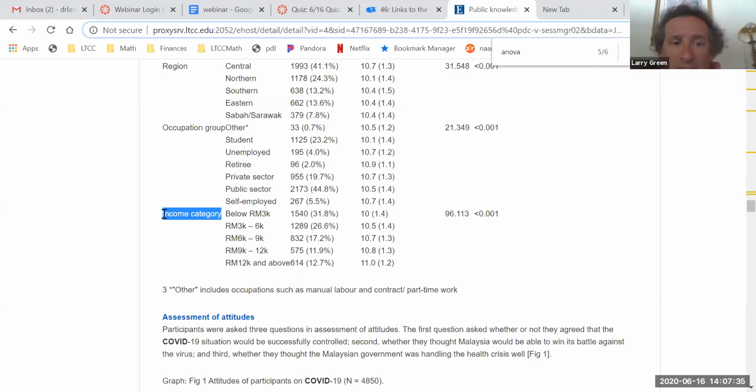Any questions about this article? And I want to remind you, literally, this took 5 seconds for me to find this article. That's how common ANOVA is. ANOVA is definitely in the top 3 of tests that researchers use. ANOVA is a biggie.